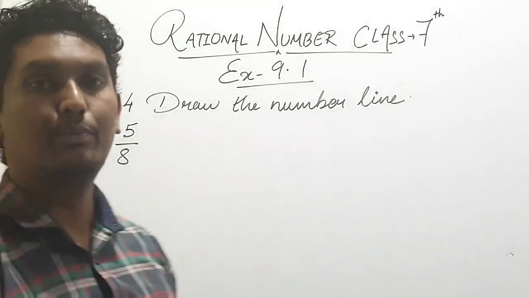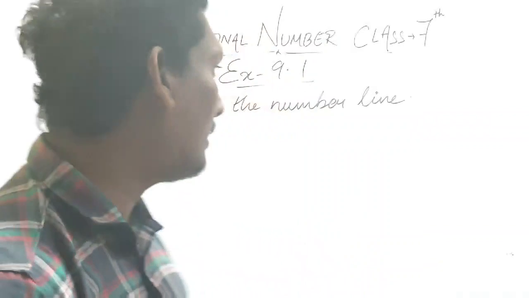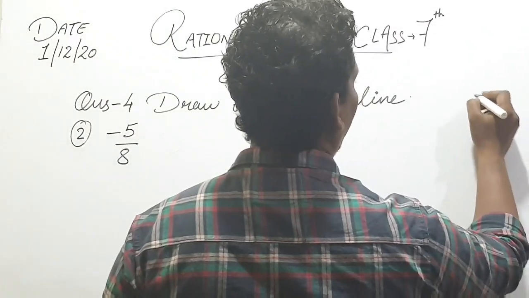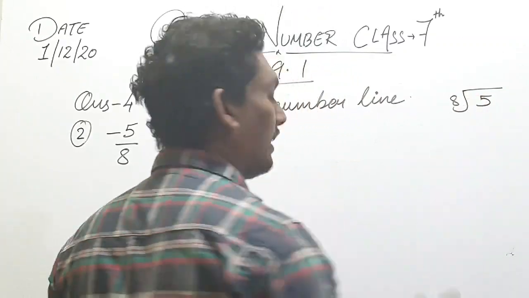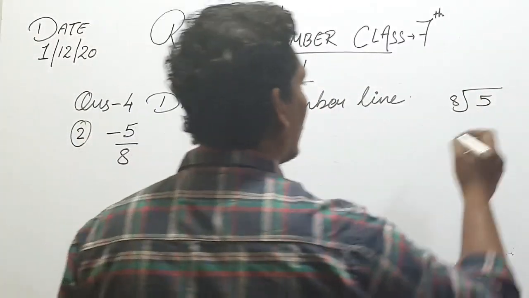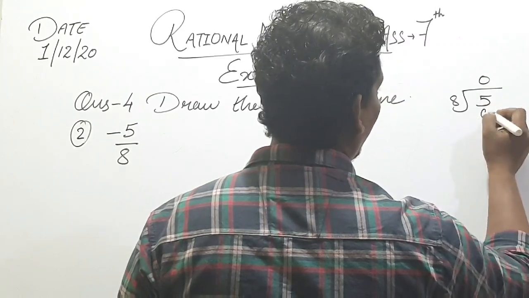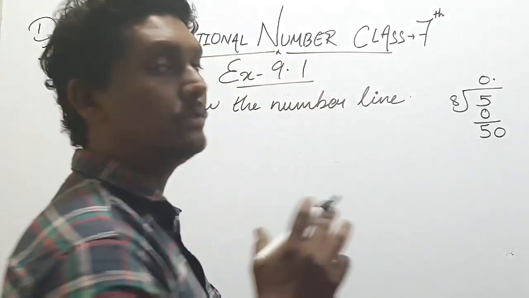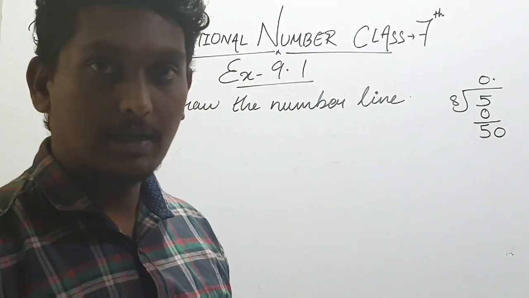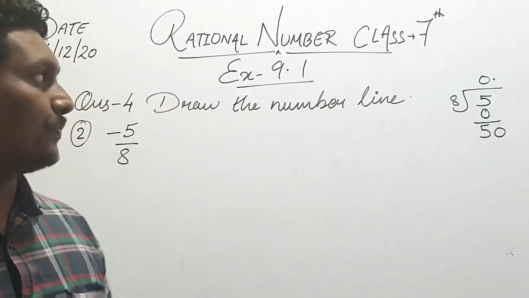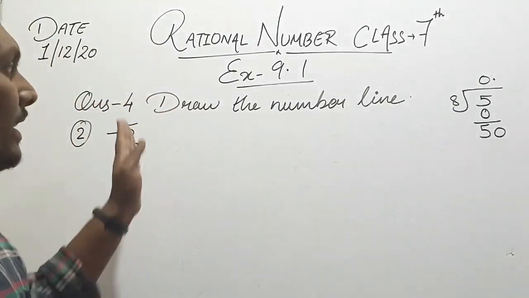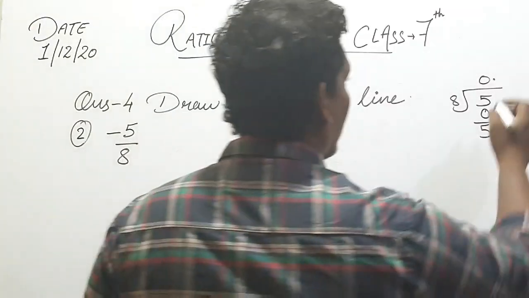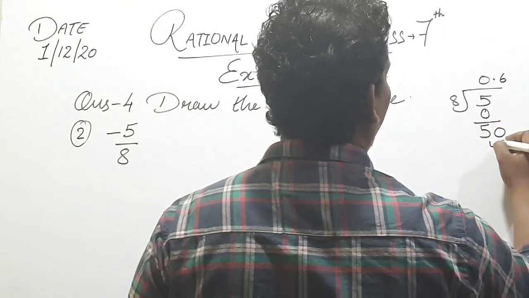Okay, now come to the next question, that is -5 by 8. So again we are going to divide 5 by 8. Just check it out. 5 zeros are 0, 8 zeros are 0. So 5, 0, again 0 point, again 0, after 0 a decimal is there. One thing I want to tell you, this -5 by 8 lies between 0 and 1.